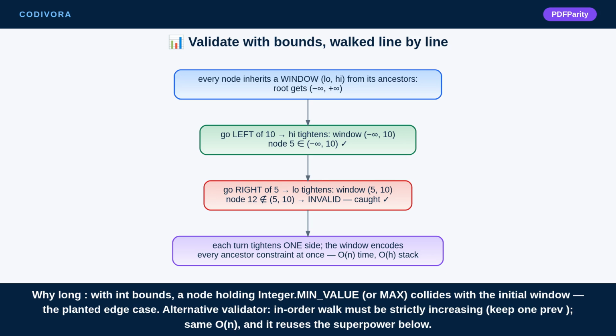Why long? Within bounds, a node holding Integer MIN_VALUE or MAX_VALUE collides with the initial window, the planted edge case. Alternative validator: the in-order walk must be strictly increasing, keep one previous value. Same O of n, and it reuses the superpower below. Trace the arrows on screen slowly. That single picture is the whole idea in one glance.